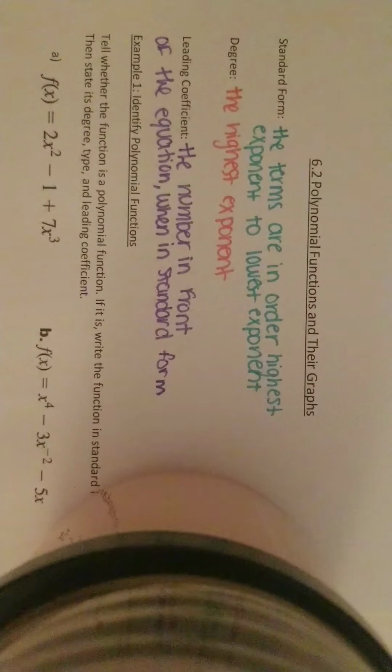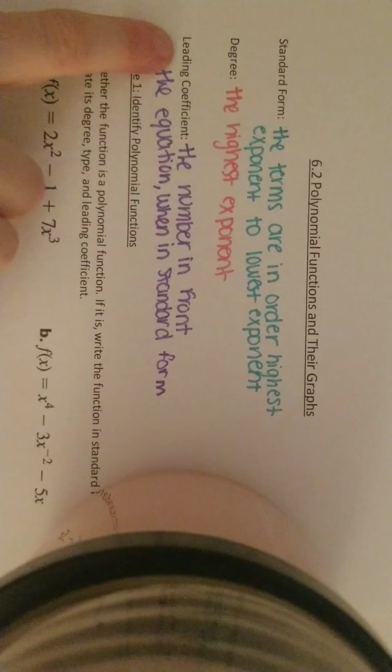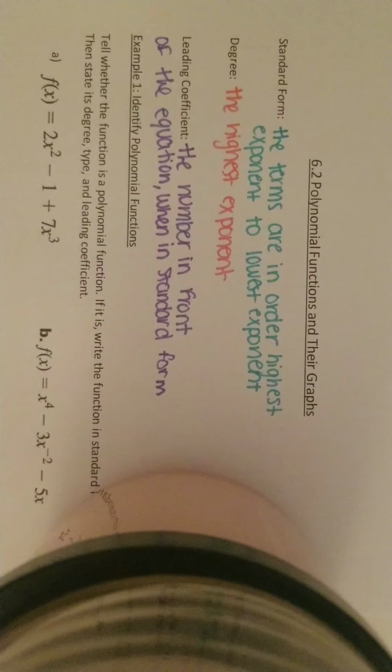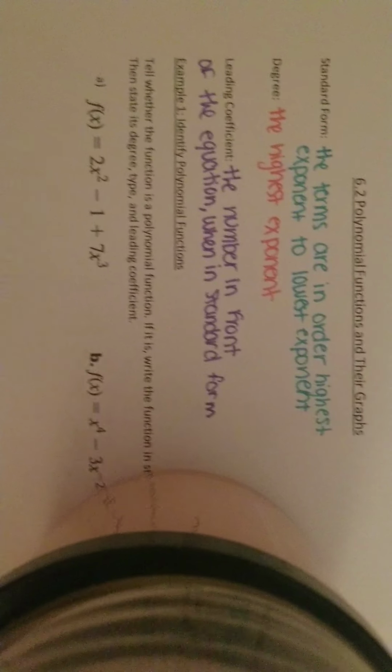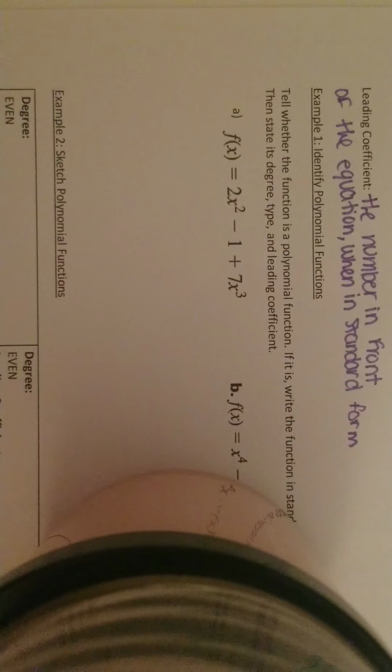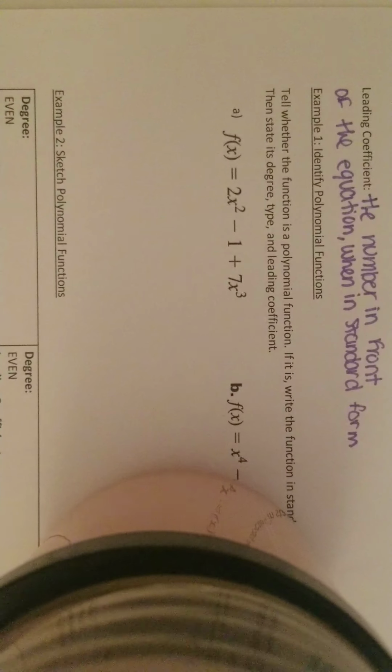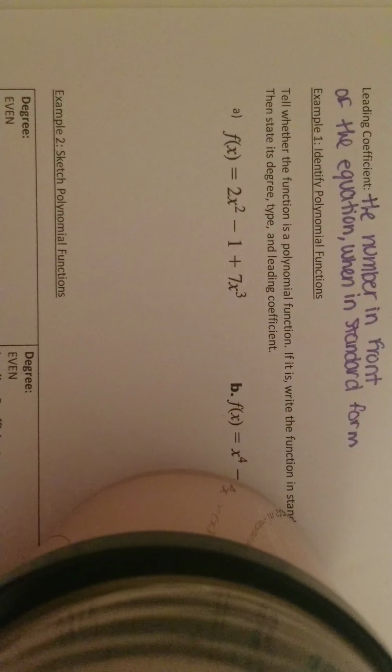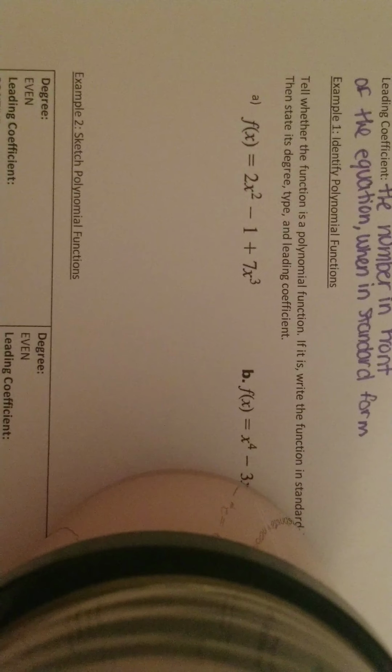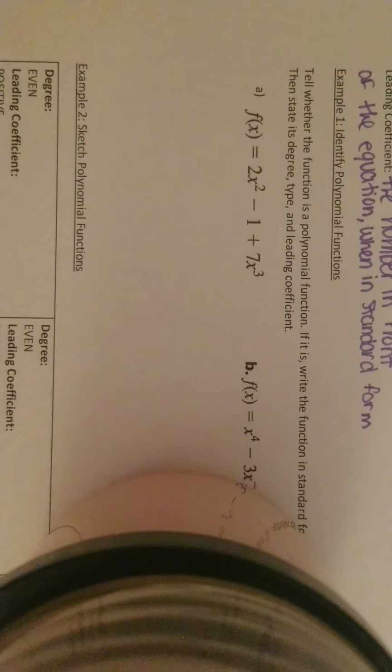All right, so once the equation is in standard form, then whatever number is in front, that is the leading coefficient. So we're going to do 2 examples looking at this. We're going to have to write it in standard form, identify the degree and the leading coefficient. All right, so first, standard form. So we have to put the highest exponent to lowest exponent.